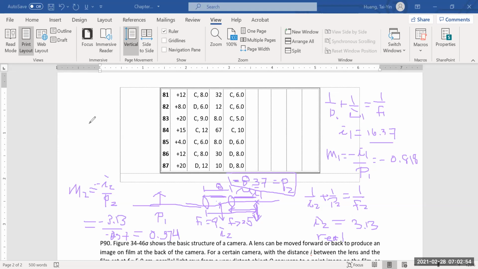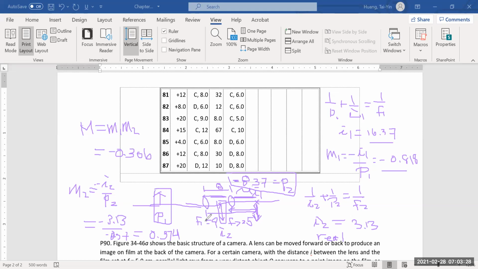Now, what about your total magnification? Your total magnification is M1 times M2. Your M1 is a negative value here, and your M2 is a positive value there. So when you plug in the numbers, you get the total magnification, which is negative 0.306. So what does that mean? That's negative. It means that the final image, in reference to the original object, is being flipped once.